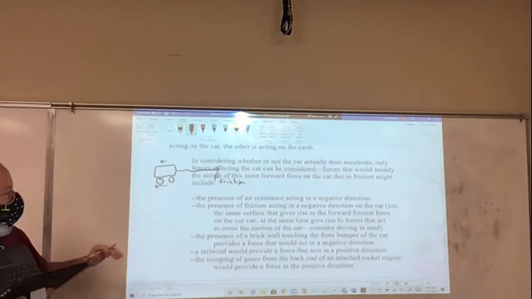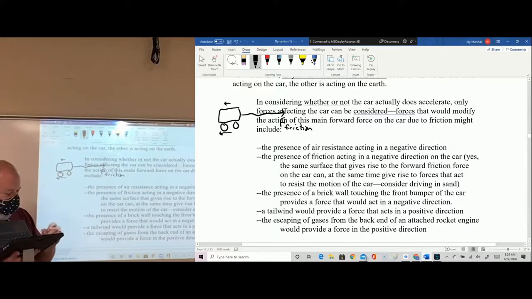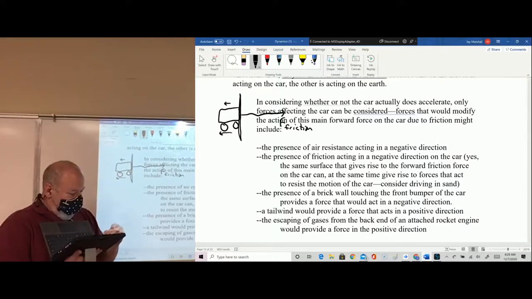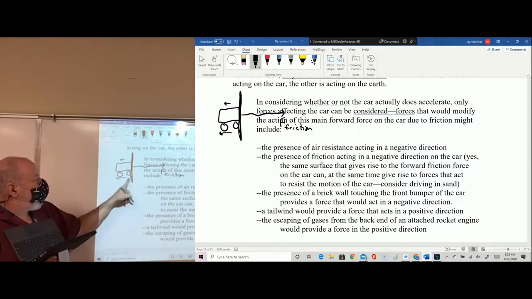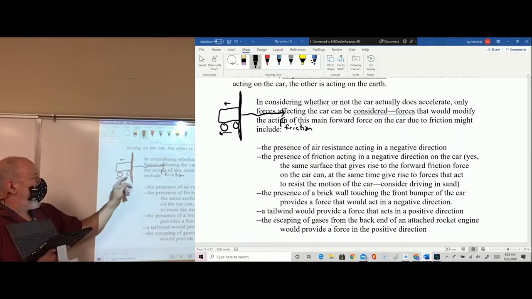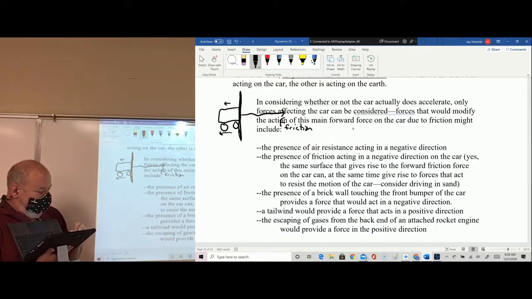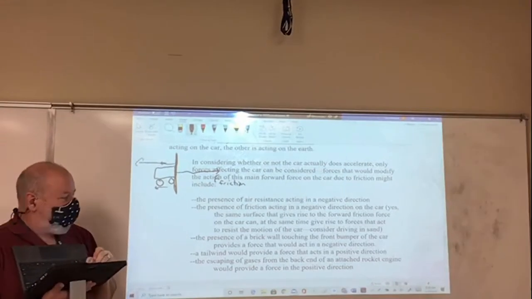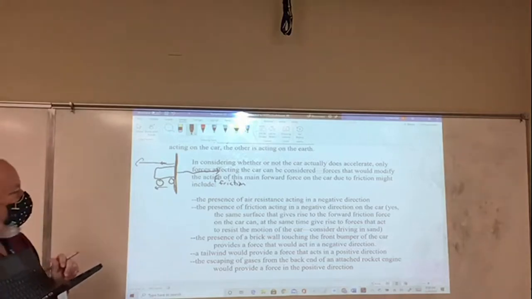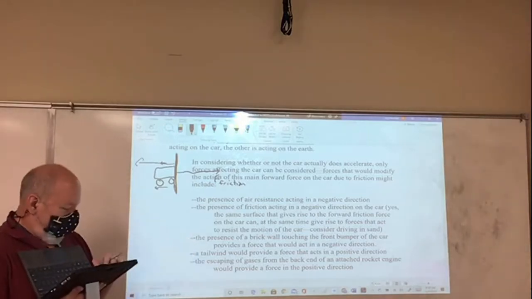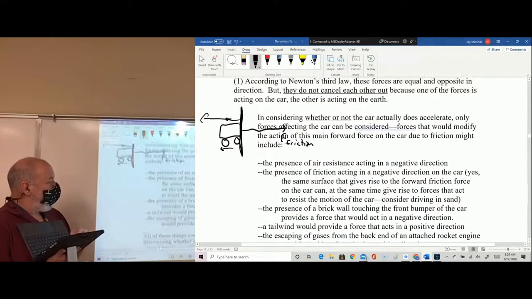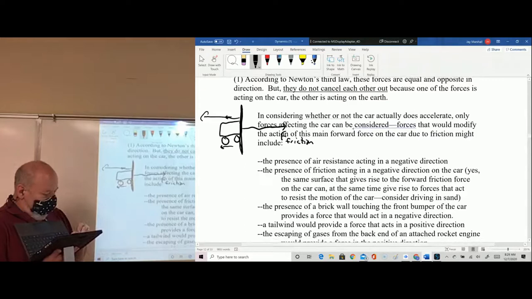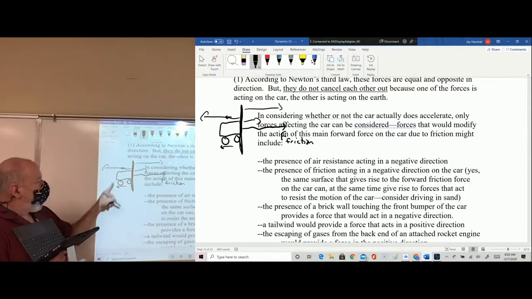Okay. The presence of a brick wall. If I've got a brick wall sitting here, okay, it doesn't matter how much force the earth is pushing the car with in a forward direction, the force of the brick wall is probably going to prevent that from going forward. Okay? A tailwind. Actually, that would give us more force, wouldn't it? It would give us more force in the forward direction. Or maybe a rocket pack would also give us more force.